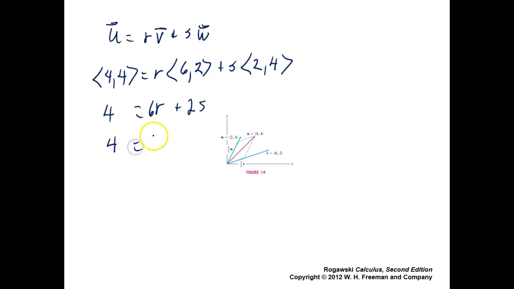4 is equal to what? 2R plus 4S. Has to be plus, okay? Now, how can you simplify both of those equations? Divide out 2's from both of them.